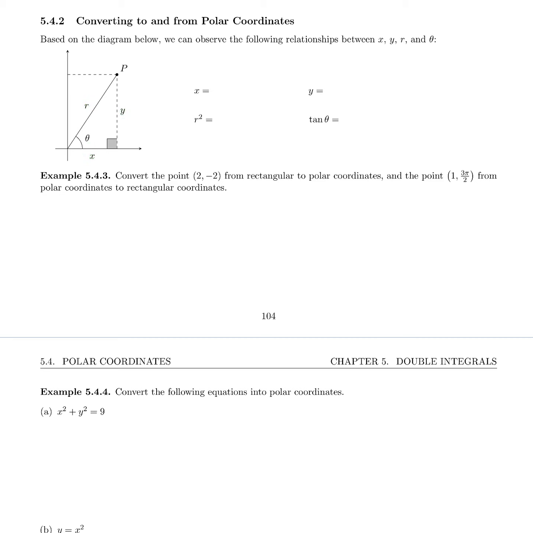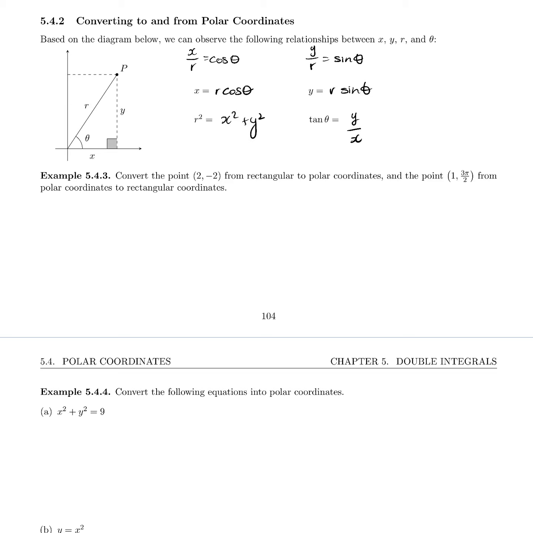In particular, we have the trig relationships that the adjacent over the hypotenuse is the cosine, and so x is r times the cosine of theta. Similarly, the opposite over the hypotenuse is the sine, and so y is r sine theta. Continuing, the opposite over the adjacent gives the tangent of theta as y over x. And lastly, we have the Pythagorean relationship that x squared plus y squared is equal to r squared.